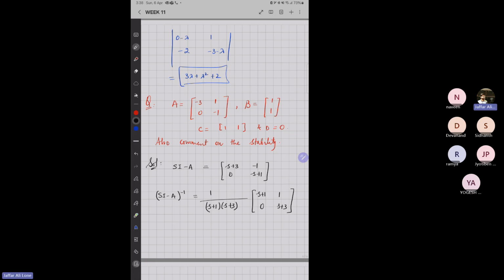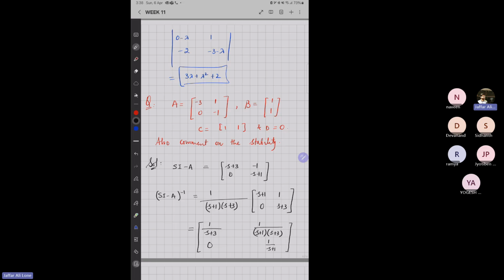Or can I write it like this? My SI minus A inverse, I just multiply each term with S plus 1 into S plus 3. I multiply each of the internal terms of the matrix. So I will get 1 over S plus 3, 1 over S plus 1 into S plus 3, 0, 1 divided by S plus 1. So this is your SI minus A inverse.